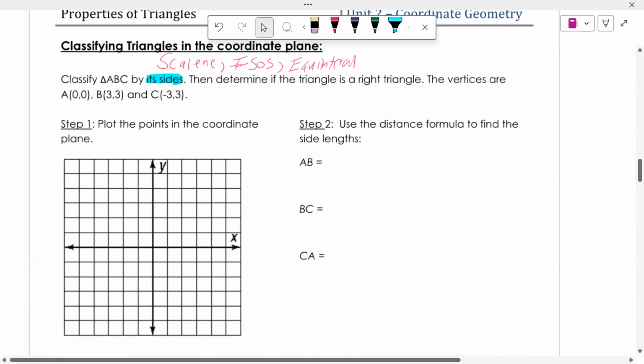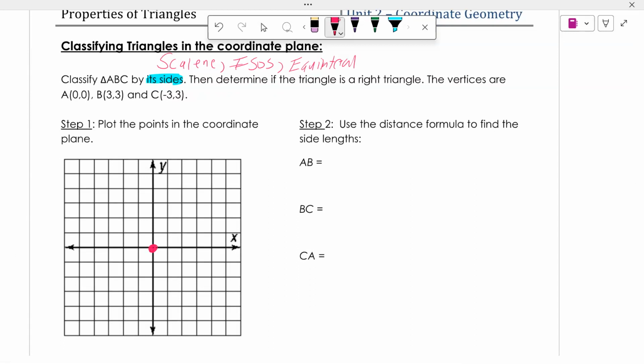So step 1, I'm just going to plot the points. Looks like point A is right smack dab at the origin, 0, 0. Looks like point B is 1, 2, 3 over, and 1, 2, 3 up. So here's A, here's B, and finally C looks like it is negative 1, 2, 3, up 1, 2, 3. So by connecting the dots here, we clearly have a triangle.